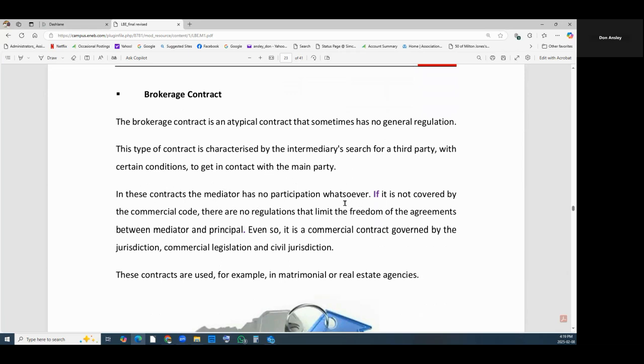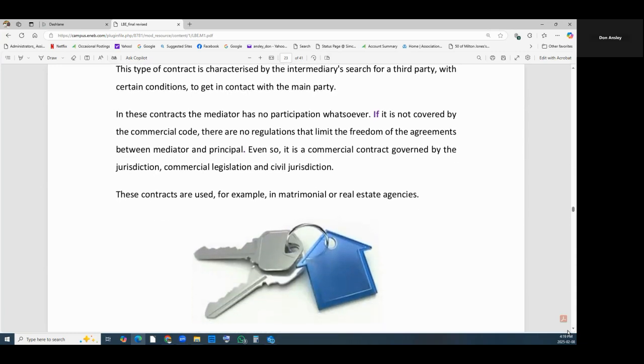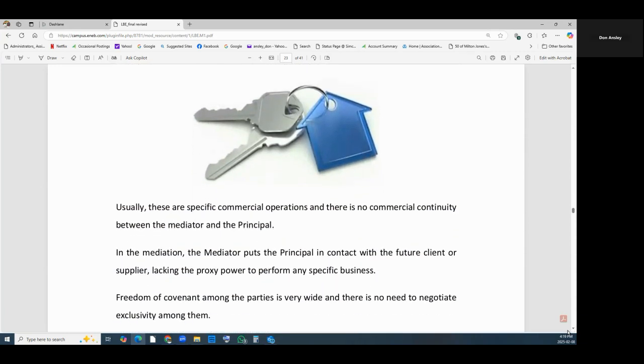In these contracts, the mediator has no participation whatsoever. If it is not covered by the commercial code, there are no regulations that limit the freedom of the agreements between mediator and principal. And even so, it is a commercial contract governed by the jurisdiction, commercial legislation, and civil. And these contracts are usually, for example, matrimonial or real estate agencies.